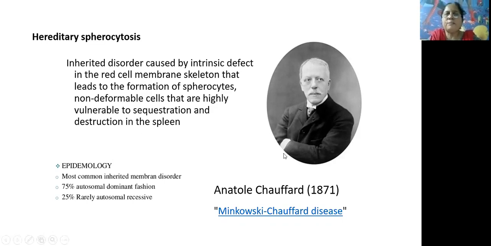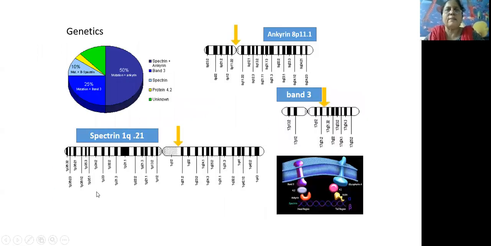Initially it was labeled like this, and it is the most common inherited membrane disorder. 75% will have autosomal dominant, 25% autosomal recessive. So where is the defect? I told you all the proteins: spectrin, ankyrin, band 3, 4.2, 4.1, you remember.